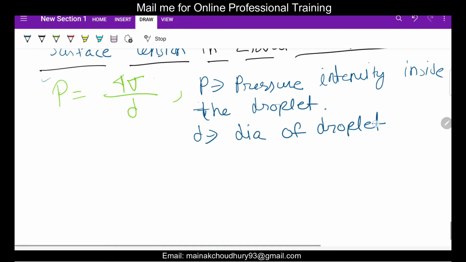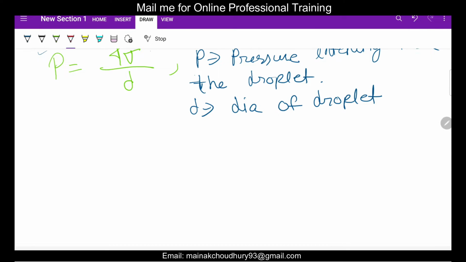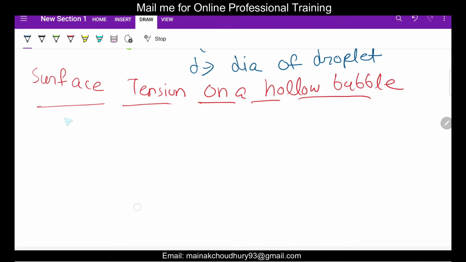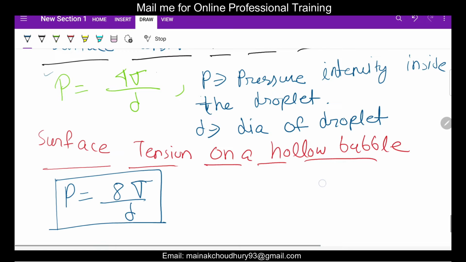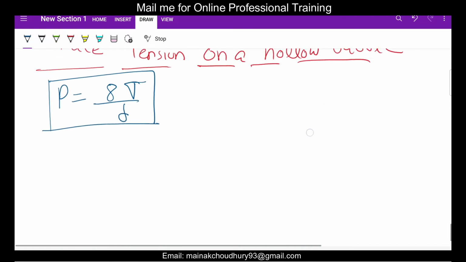Now this is a droplet, and if this droplet is a hollow bubble, what is the surface tension formula here? The next formula is surface tension on a hollow bubble. The formula is P equals 8 sigma by D. This is the formula for the surface tension of a hollow bubble. Only the constant differs: for a liquid droplet it is 4 sigma by D, and for a hollow bubble it is 8 sigma by D.